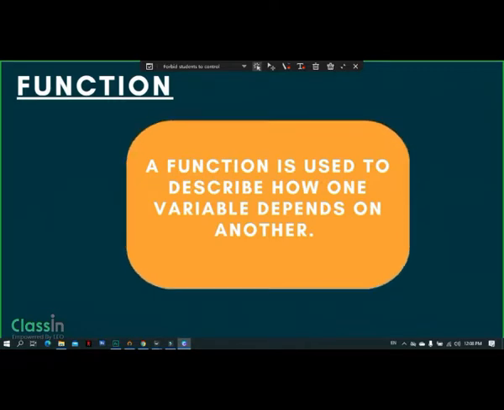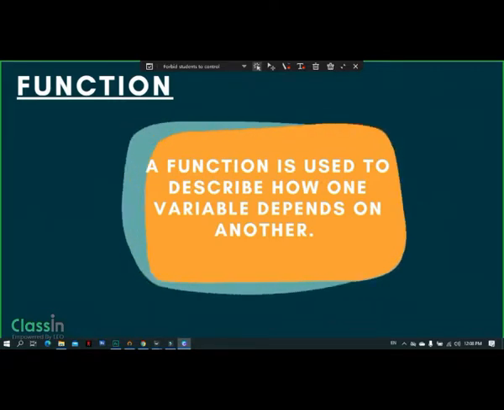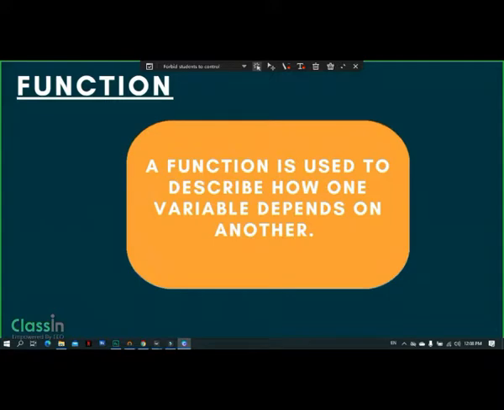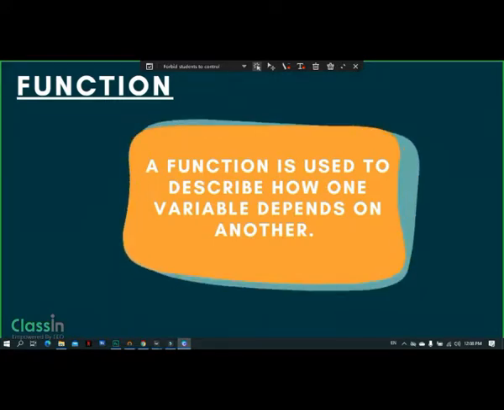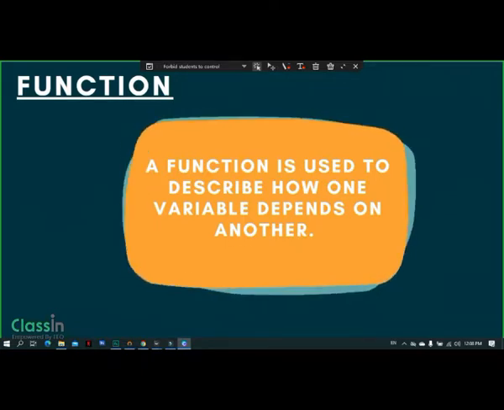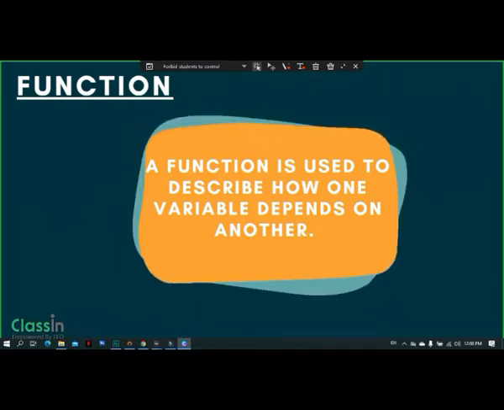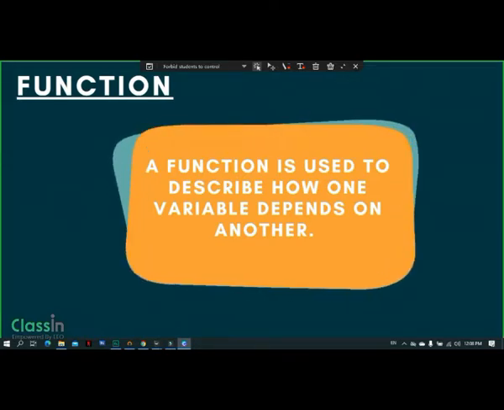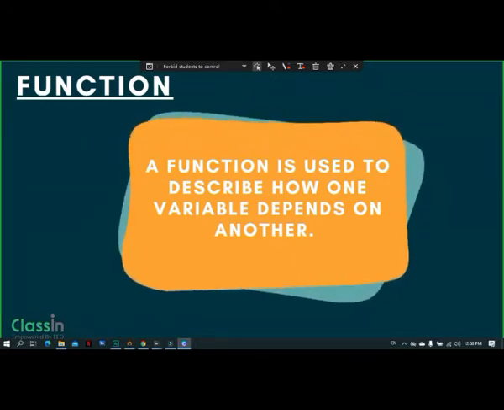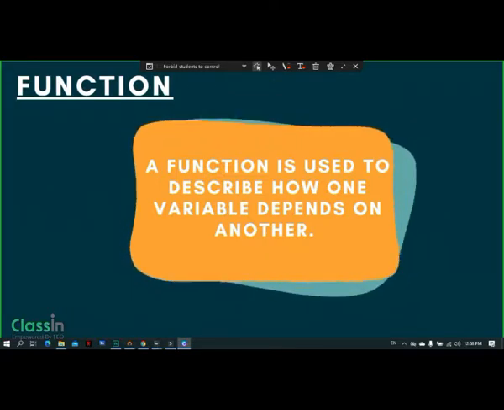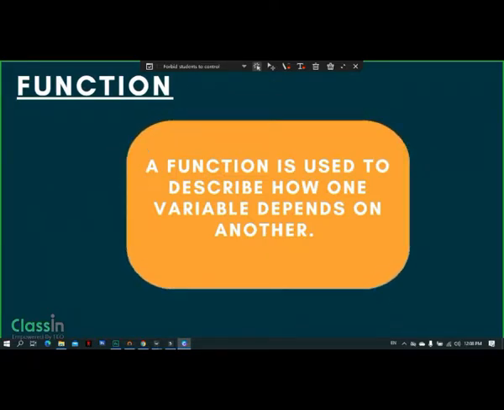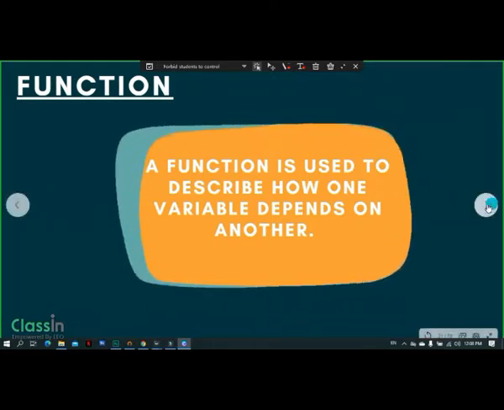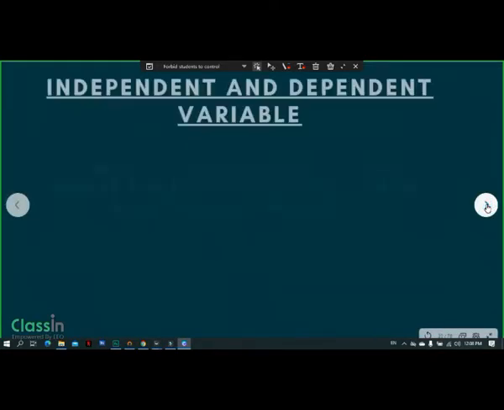Sa application po, function daw is used to describe how one variable depends on another. So, kanina, kung natatandaan niyo po, si x, ang tawag natin is independent variable. And then yung y is the dependent variable. So, yung isa po sa kanila ay nakadepende doon sa isa. Yung y po, dahil siya yung dependent variable, siya yung nakadepende doon sa x. Meaning, sa mathematics context, yung magiging value ni y ay nakadepende sa magiging value ni x. Okay? Para mas madaling maintindihan, let's have an example.